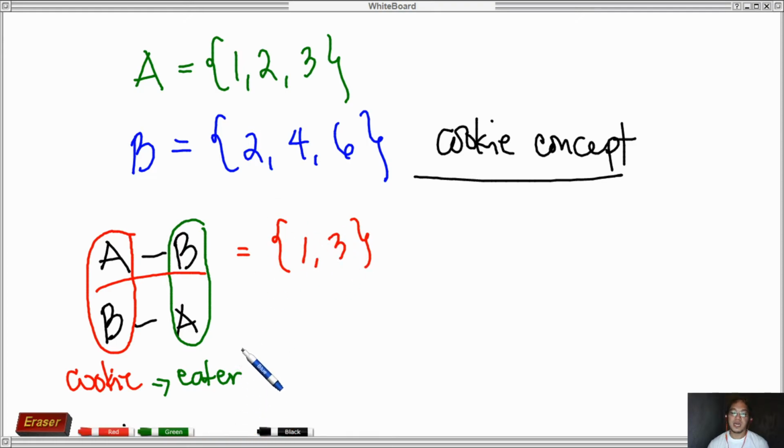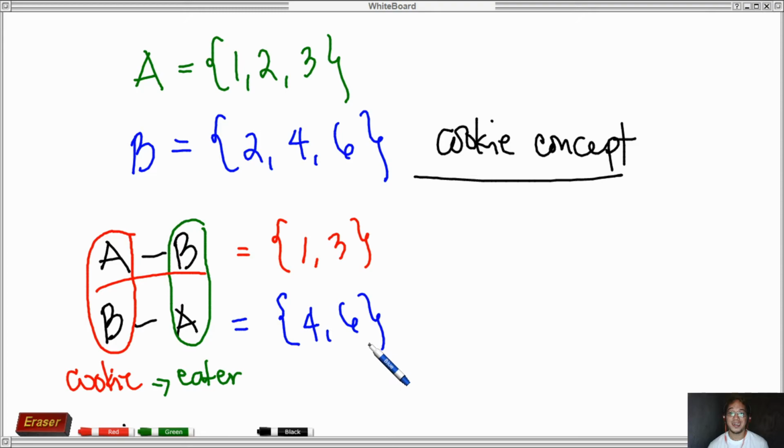Unlike B to A, it is different. Because this time, set B is the cookie, no longer the eater, and A is now the eater. A is now the one eating B. So B is the cookie eaten by A. Their common or intersected element is 2. So what is left of B after A eats 2? 4 and 6.